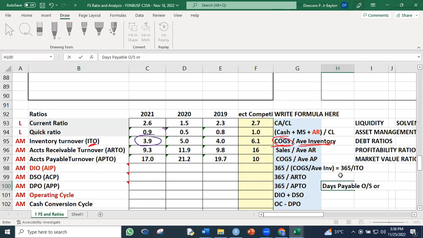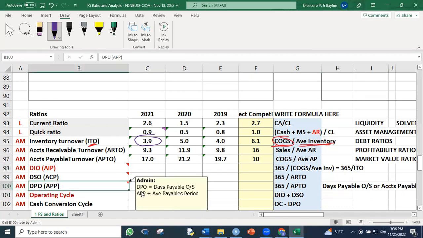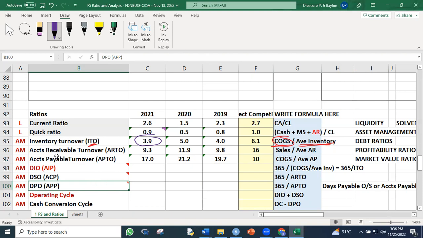Accounts payable period. So this is what this stands for. DPO is days payable outstanding, or accounts payable period. And another way to look at your APTO, accounts payable turnover, is by looking at the DPO.